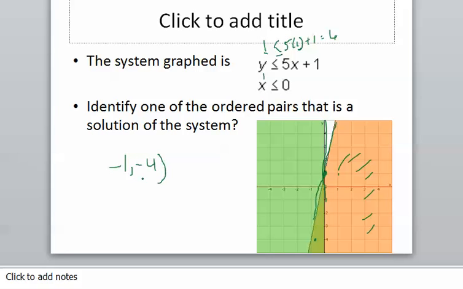-4. Okay? Now, because these are less than or equal to, the lines are in there as well. And so you can pick anything that's on those lines. I could have said 0, -1, 0, -2. Any of those would have been on that line, would have been in that green area. Cool?